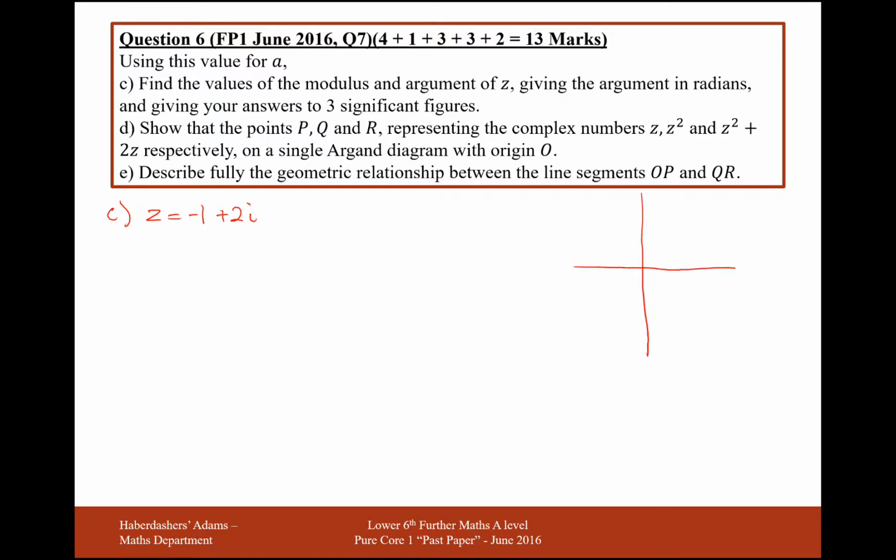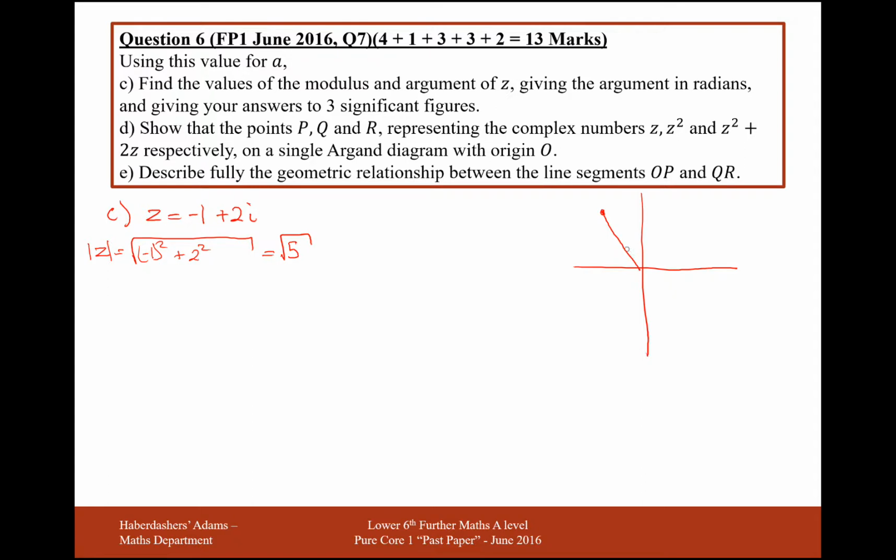Right, let's just draw out the problem so we can visualize it. We're at the coordinate minus 1, 2i, so we're up here. So the modulus, first of all, is this distance on the line here. So that's going to be the mod of z equals the square root of minus 1 squared add 2 squared, which is going to give us root 5.